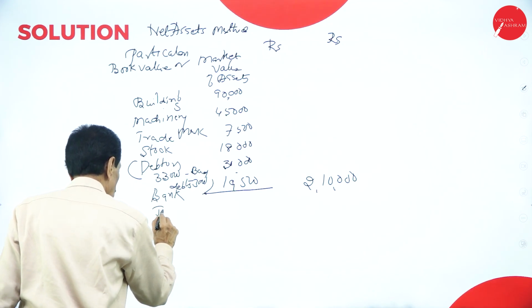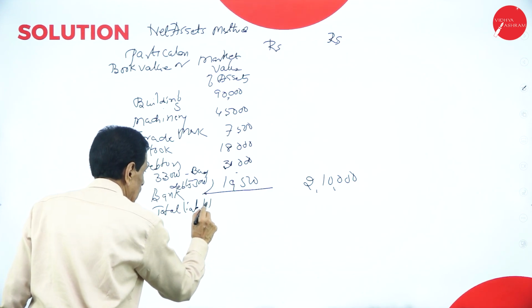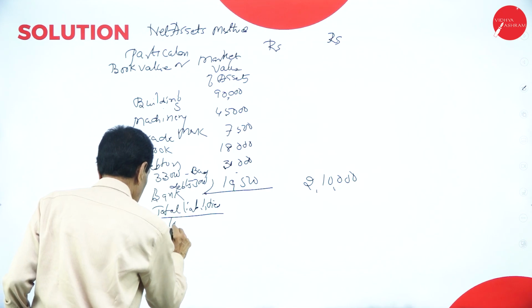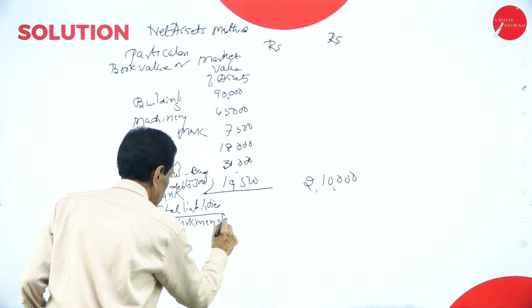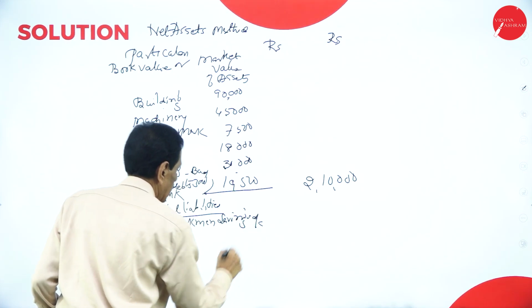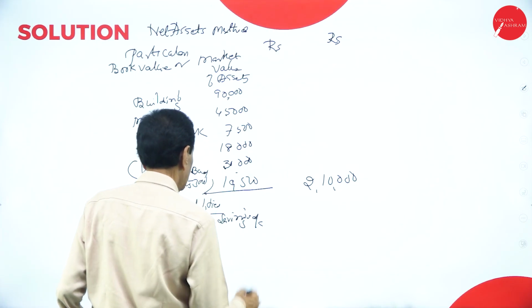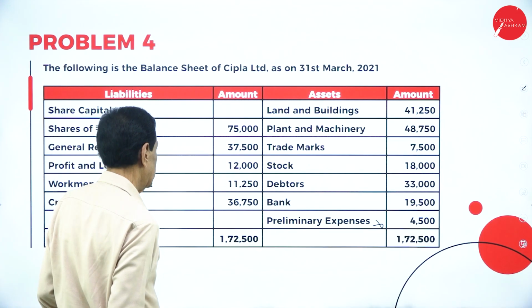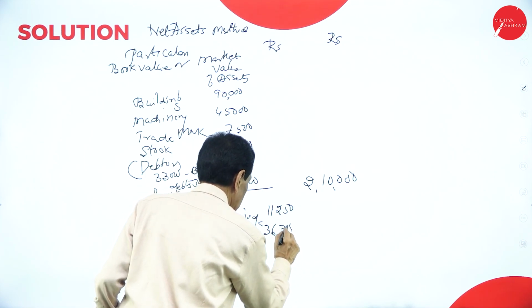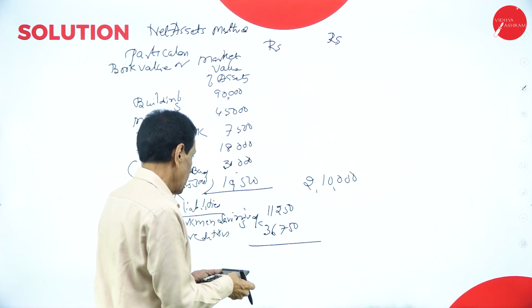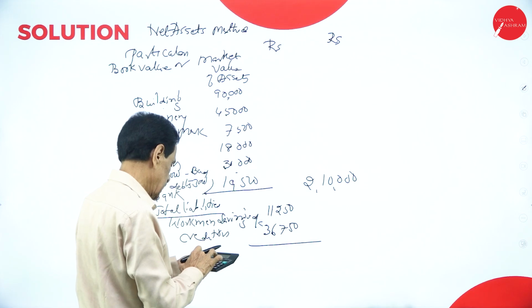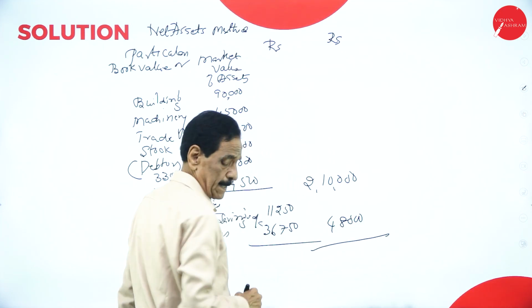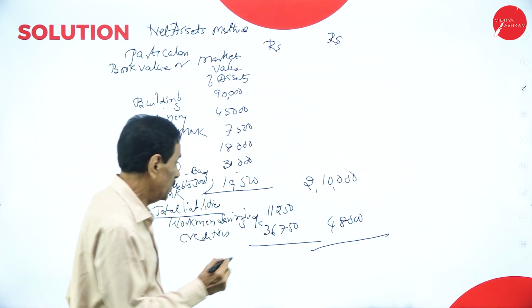Minus total liabilities. Which are the liabilities? Workmen savings account 11,250, creditors 36,750. Add: 11,250 plus 36,750, 48,000. 2,10,000 minus 48,000, 1,62,000.